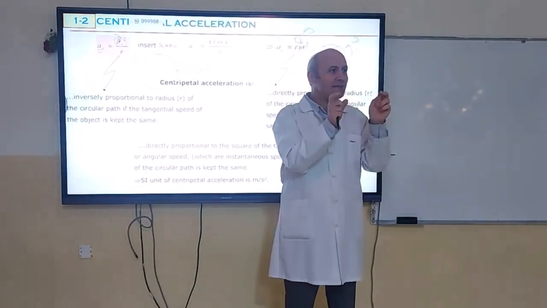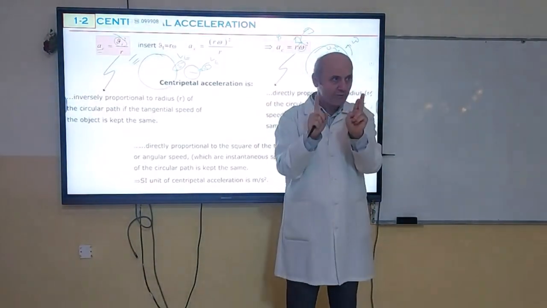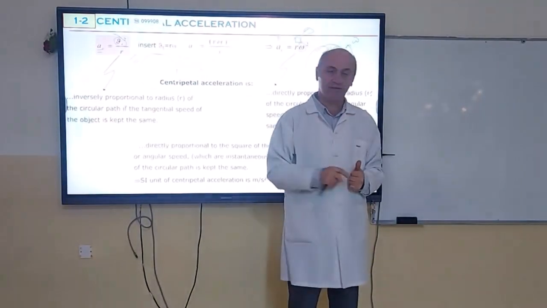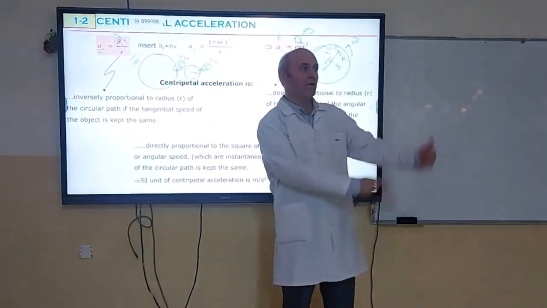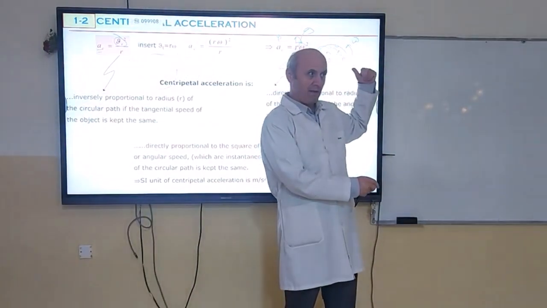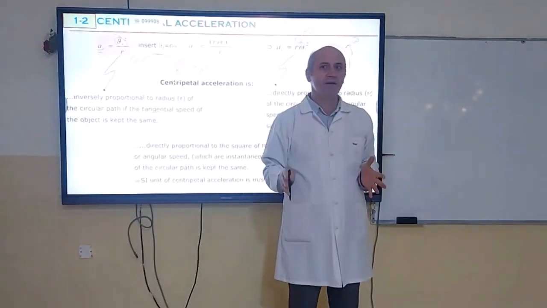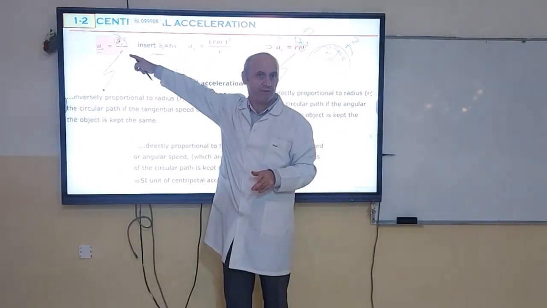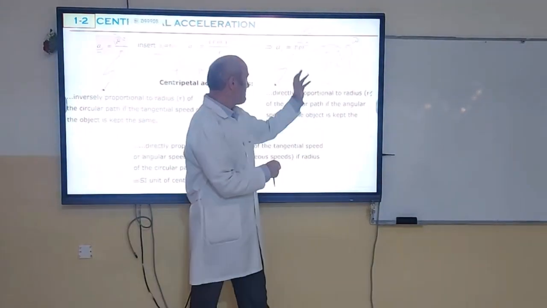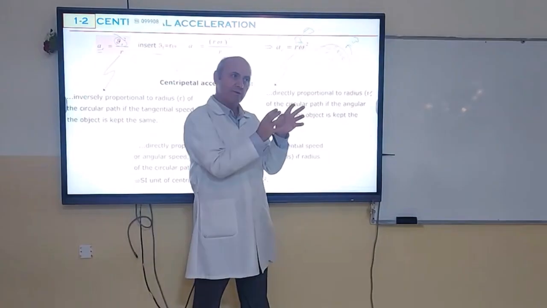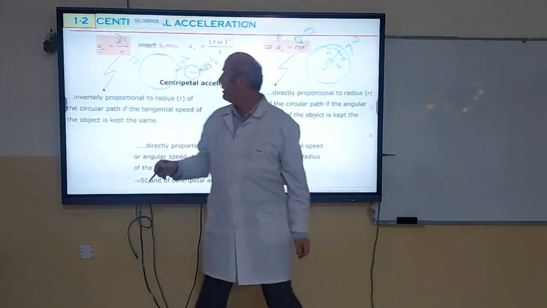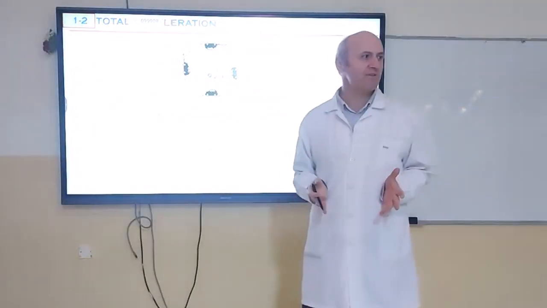So which speed is kept the same for both objects? According to that case, you have to decide whether to use this one or that one for comparison. Okay? If they say we are keeping tangential speed the same for both, you should use this equation for comparison. Or if they say we keep angular speed the same for both, you have to use this equation.